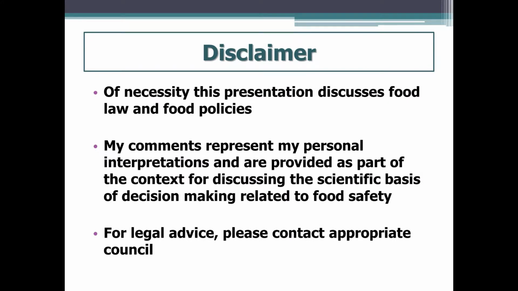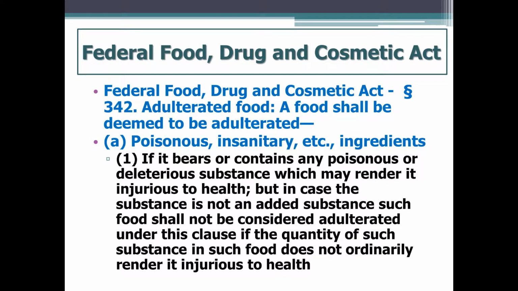I put this up whenever I talk about food policies. This is my disclaimer. If you need a lawyer, find a lawyer. I'm doing this because I think it's really necessary to understand the policies, to understand this subject. So I'm going to give my interpretation of them to you.